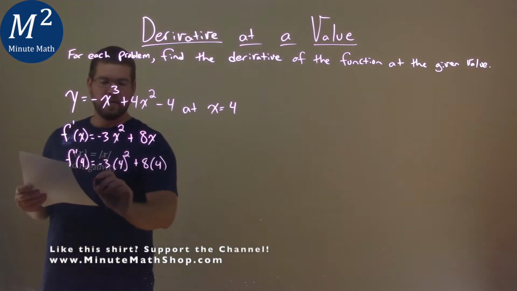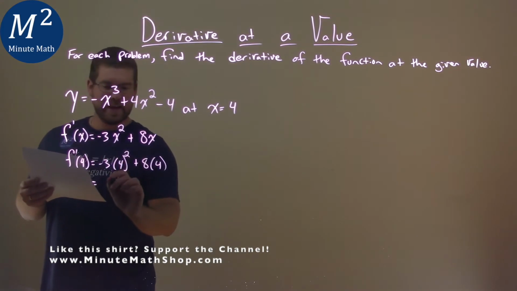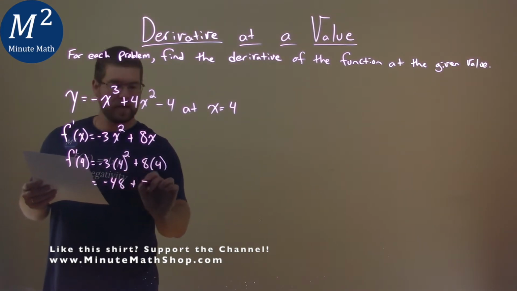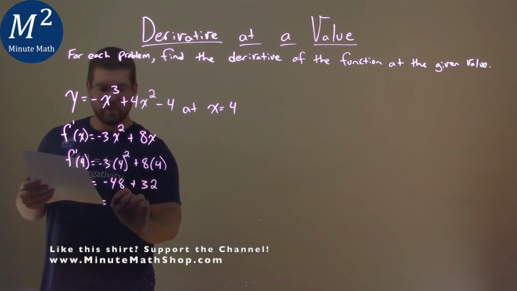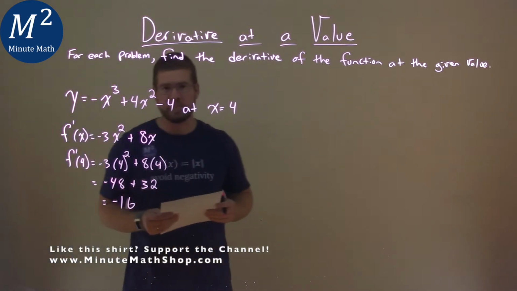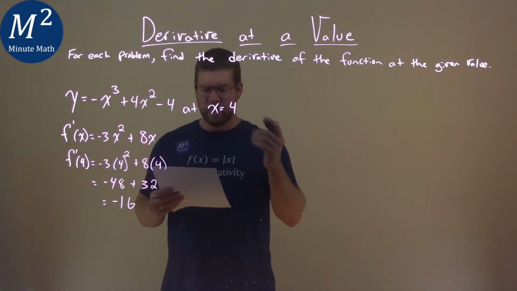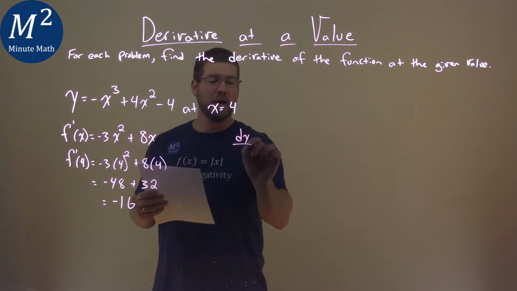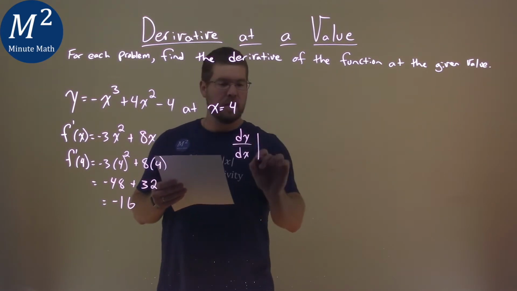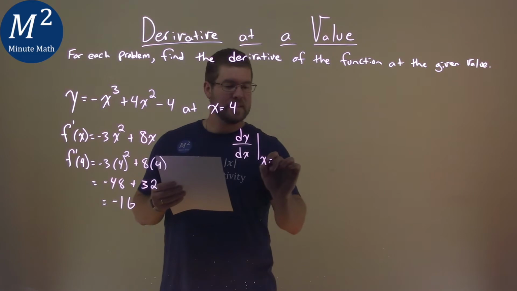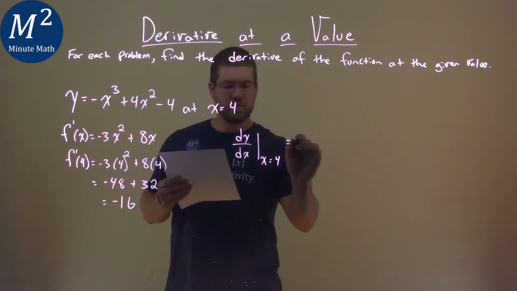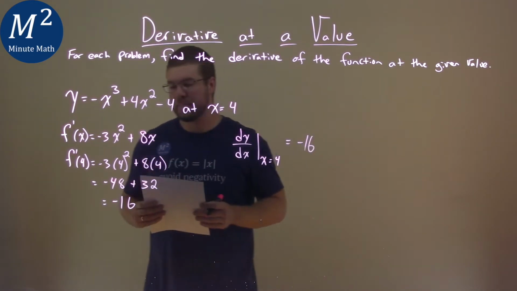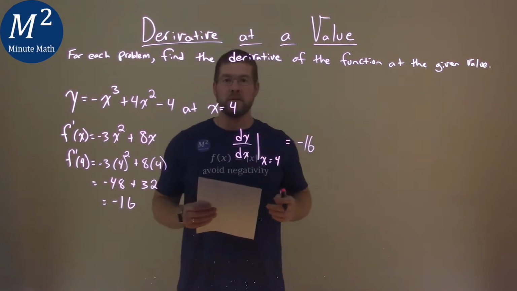When we plug that in, this comes out to be negative 48 plus 32, and that equals negative 16. Well, we can write this now as a final statement: dy/dx, or when x is equal to 4, is equal to negative 16, and that is our final answer.